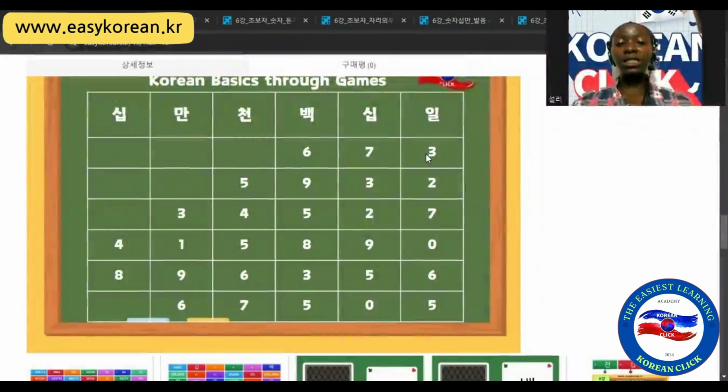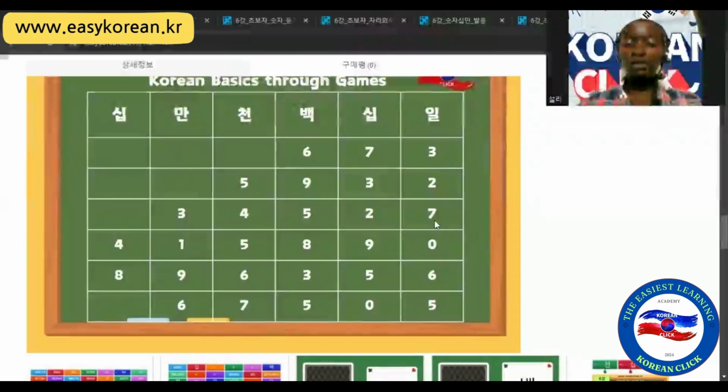If you keep practicing the numbers, you're gonna get better. Trust me. So now we're moving to these tens of thousands. We have 3 here, which is sam. We have 4, which is sa, then o, e, chil. That is what is following each other. We have 3, which is sam, right? We have 4, which is sa. We have 5, which is o, 2, e, and 7, chil.